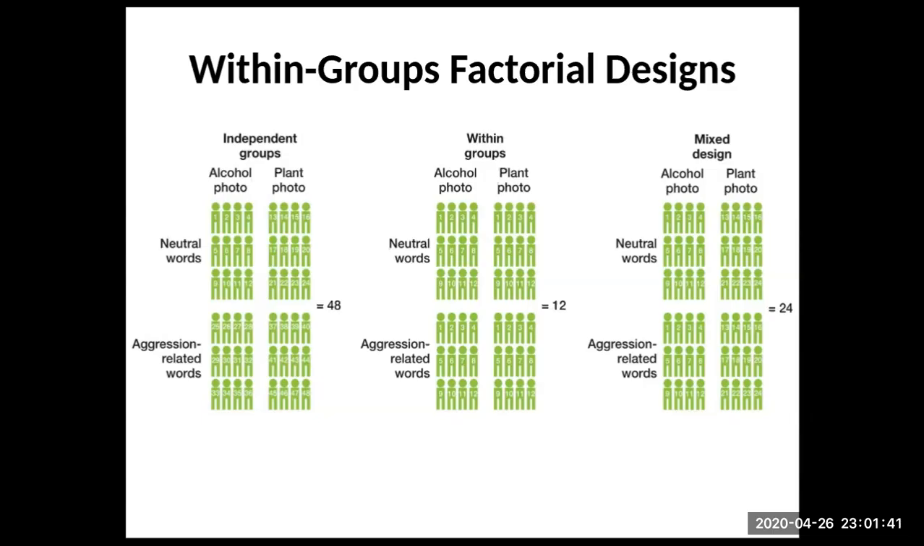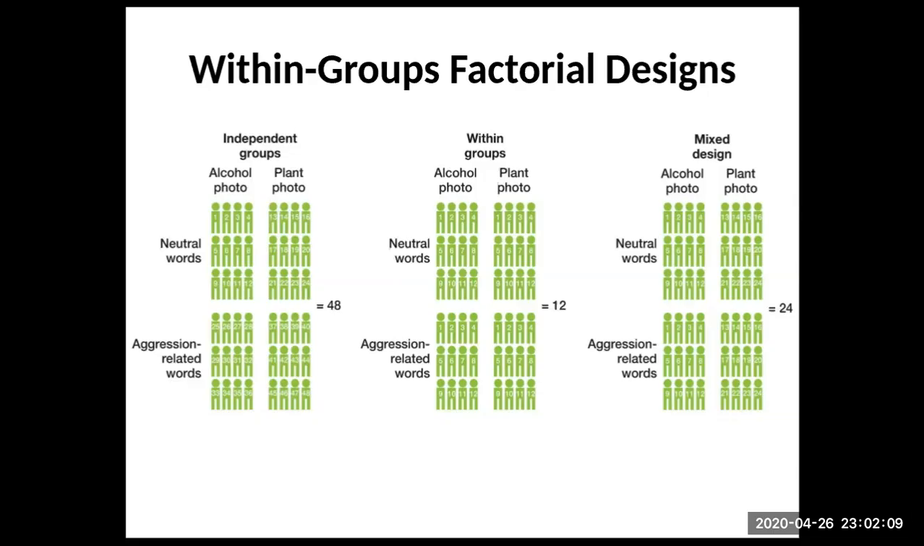In a within groups design, everybody serves in all 4 groups. So for 12, you only need 12 people total because all 12 people will do and be in all 4 groups. They'll see the alcohol and plant photo, they'll see the neutral and aggression related words, and they will be all 4. So you'd only need 12 people.